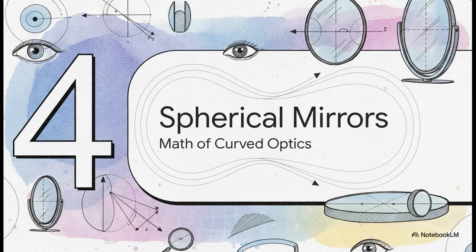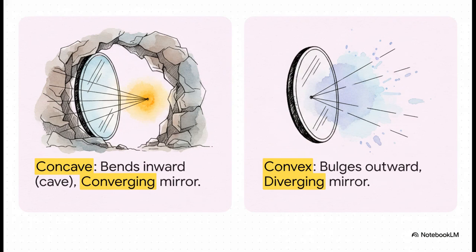Time to dig into the math of curved optics. Now, there are 2 main types of curved mirrors. First is the concave mirror. A really great, simple trick to remember this one is to think of the opening of a cave. It bends inward and acts as a converging mirror, bringing all those light rays perfectly together. On the flip side, we have the convex mirror, which bulges outward and acts as a diverging mirror, scattering the light rays away from each other.